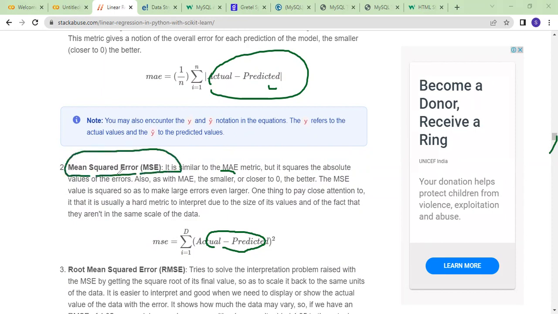So in mean squared error, the error should be known more or less, because we are squaring these values, and the error will be smaller compared to the mean absolute error.